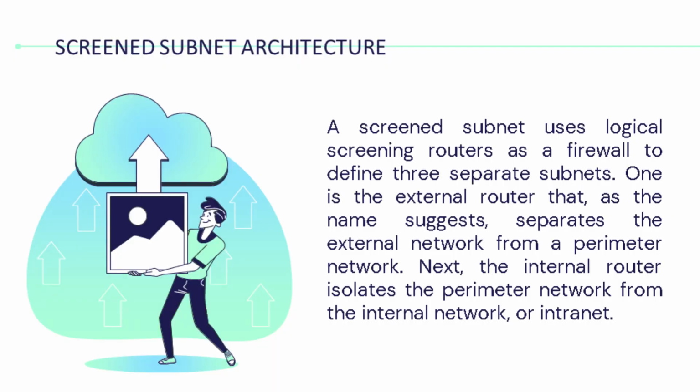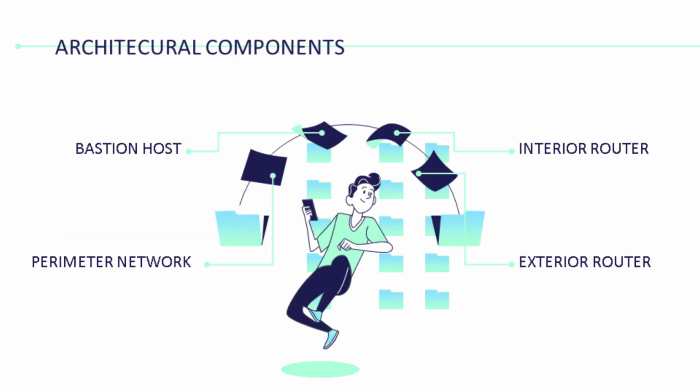Screen subnet architecture. A screen subnet uses logically screening routers as a firewall to define three separate subnets. One is the external router that, as the name suggests, separates the external network from a perimeter network. Next, the internal router isolates the perimeter network from the internal network or intranet. These are the components that make up the architecture: perimeter network, bastion host, interior router, and exterior router.